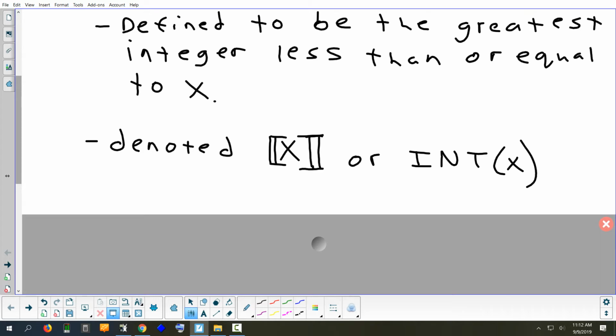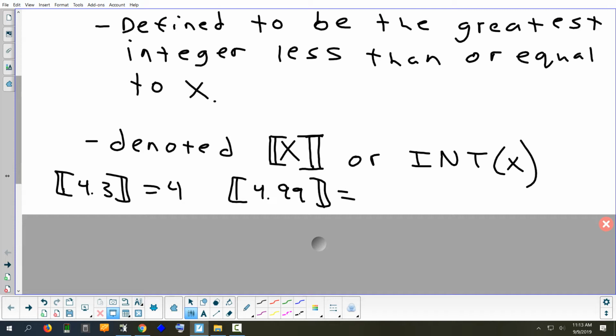So let's try an example. What's the greatest integer you can think of that's less than or equal to 4.3? 4. That's the biggest integer that's still less than that number. So you'll notice here, you're not going to get fractions for answers because the answer is always an integer. How about 4.99? Still 4. That's the biggest integer that is less than the one you gave me.